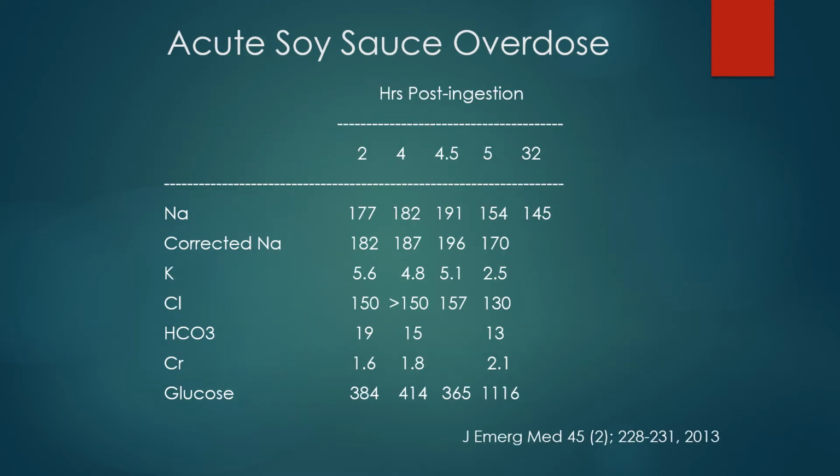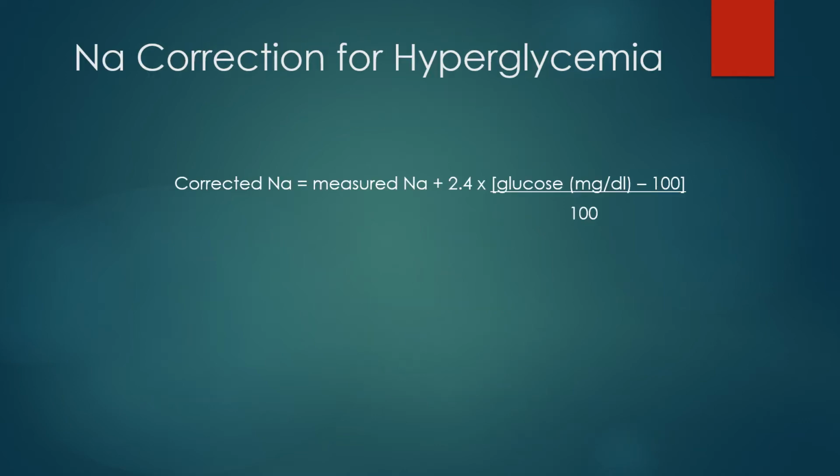Here are his labs over the first 5 hours. Note that his serum sodium level had to be corrected for the hyperglycemia, which was presumably due to diabetes from acute pancreatitis. Fortunately for him, he was able to recover completely from this and went on to college, where I'm sure he learned his lesson never to try a stunt like this again.